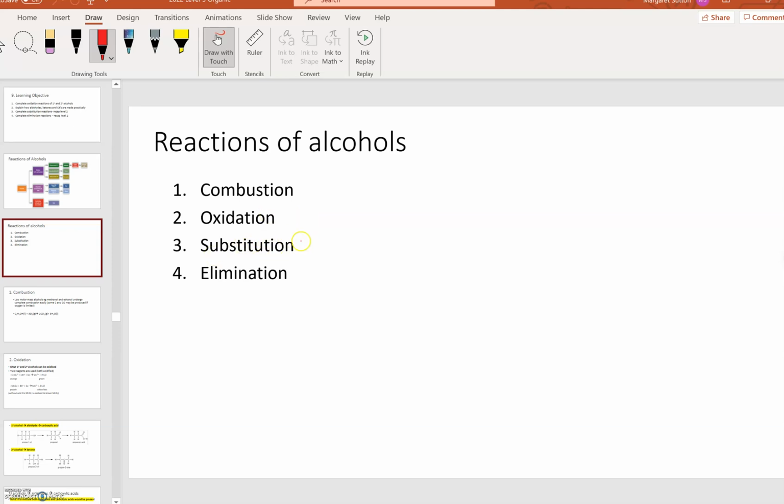Substitution reactions is where you replace the OH functional group with another functional group, and that's your SOCl2 and PCl3. Hopefully you remember those from last year, so we'll go through that again. And elimination you also did last year. So mostly, to be honest, this is recap of level 2.